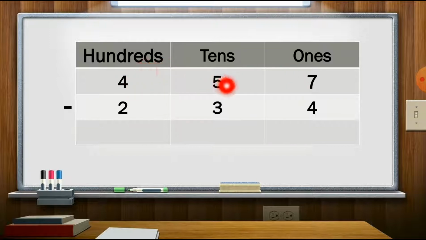I repeat this, 457 minus 234. I repeat, 234. It means 2, 3, 4. Now let's start subtracting with the ones column. 7 minus 4. If we cut the 4 from the 7, we get the answer 3. So I write the answer 3 under the ones column, and this ones column is complete. So let's move to the tens column. Here is 5 minus 3 at the tens column.